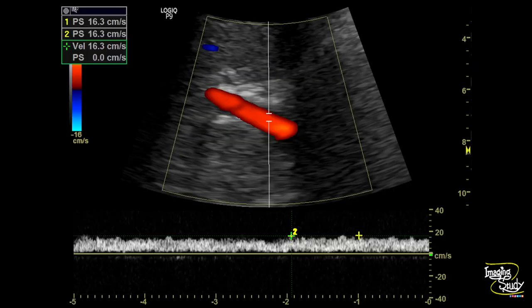We have checked the portal vein velocity here, which was around 16 cm per second. In normal patients, you will get 15 to 30 cm per second. So this velocity assessment may help exclude portal hypertension.